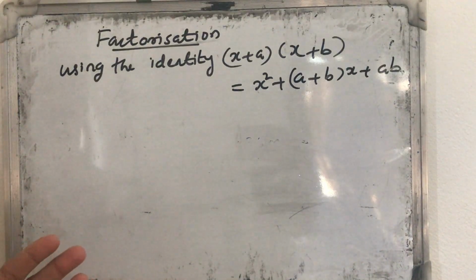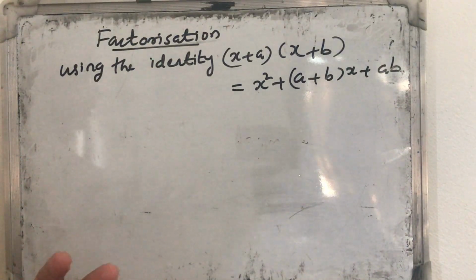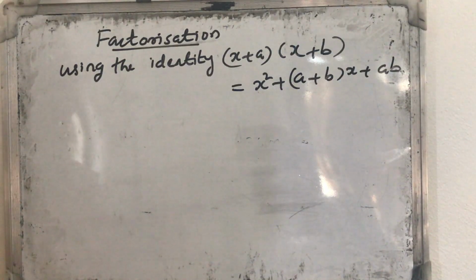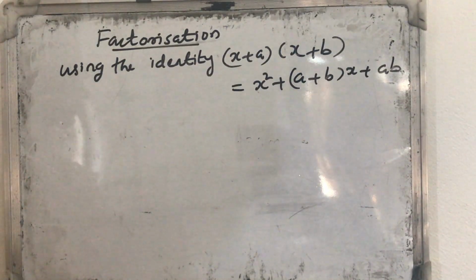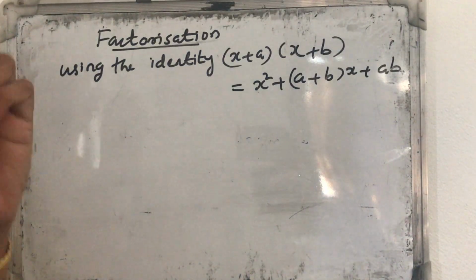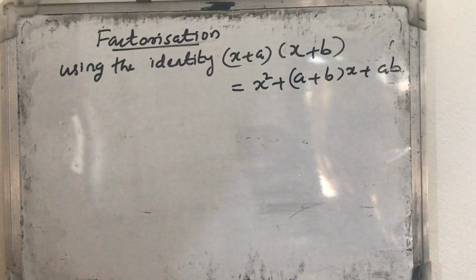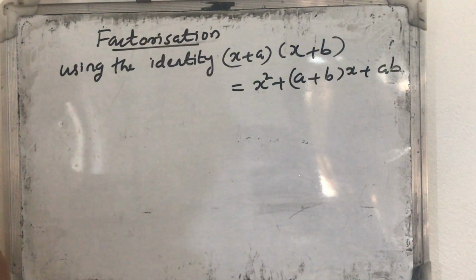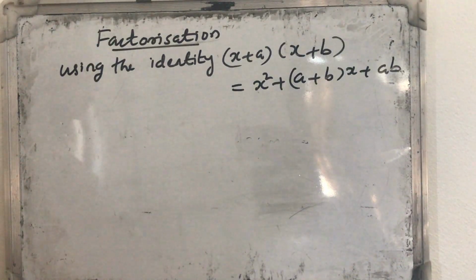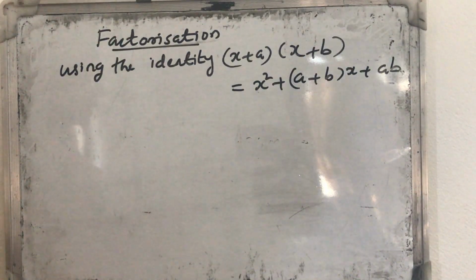Factorization we already learned using the common factors method, also by regrouping, and third, using identities. We already discussed how we can use the standard identities, (a + b) whole square, (a − b) whole square, and (a + b)(a − b), and how to factorize the given expression using them.